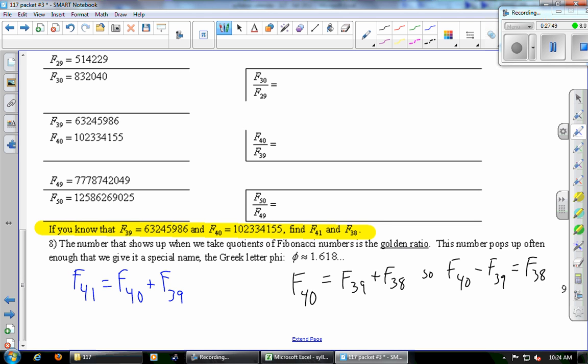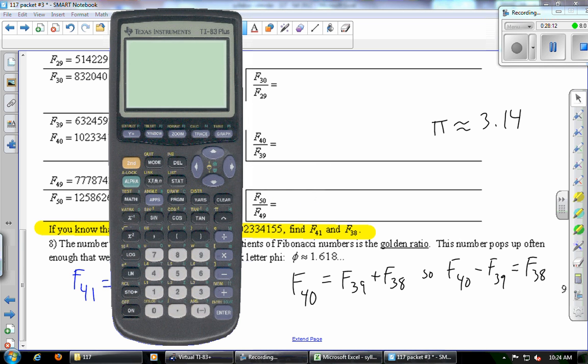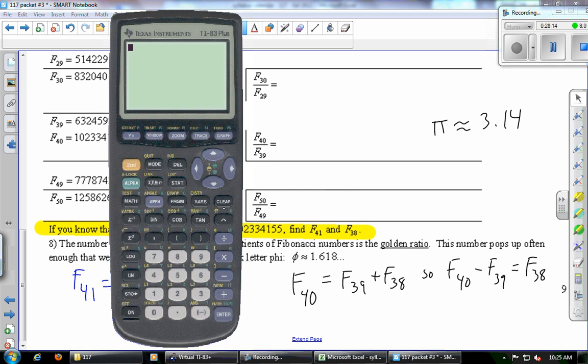It is not so unusual for mathematicians to give letters to numbers. What's the most famous named number in math? It's pi, right? You guys know pi is about how much? Yeah, so pi is about 3.14. And there's a button on the calculator because pi is important. So if you happen to have a calculator that looks like this, right there in yellow, right next to that cursor, there's a little symbol that says pi. So I can get pi in my calculator.